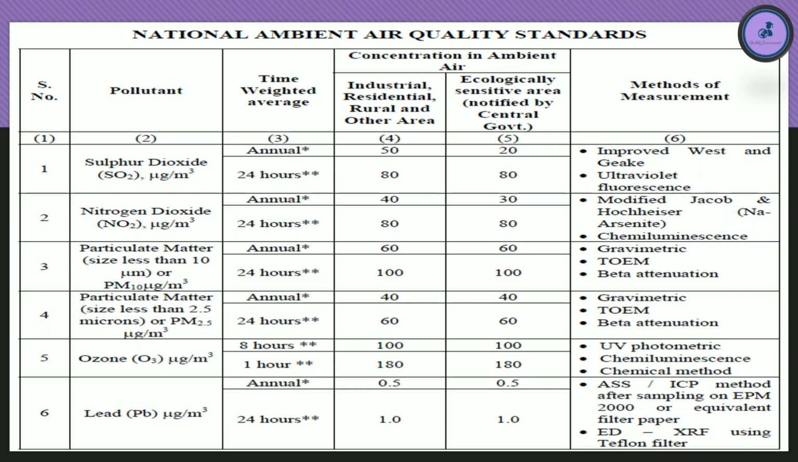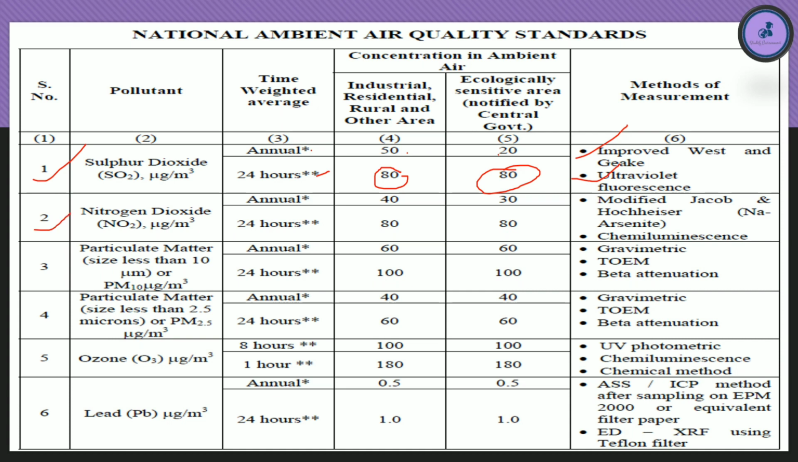So you have to remember it. First gas, sulfur dioxide. It is measured in microgram per cubic meter. You have to remember their units also. So in annual, its concentration in ambient air is 50 and 20. 50 is for industrial, residential, rural areas, and 20 is for ecological sensitive areas. And for 24 hours, its concentration is 80, and for ecological sensitive area, its value is 80. And it is measured by the improved West and Gaeke method and ultraviolet fluorescence methods.